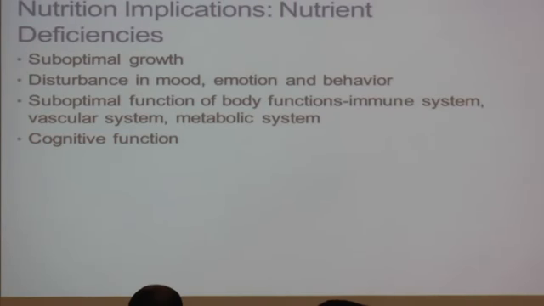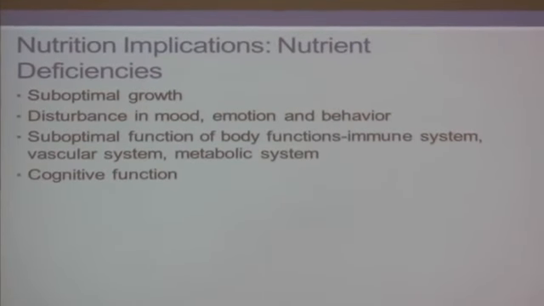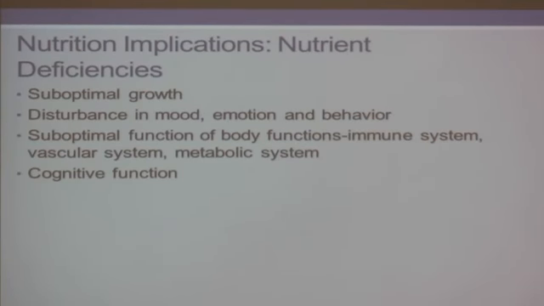Also disturbance in mood or emotion or behavior, which can be frustrating when we're already trying to manage various behaviors in children. And then nutrient deficiencies also can result in suboptimal body functions, can decrease our immune system function, our vascular system, and also our metabolic system. And then it can also affect cognitive function.